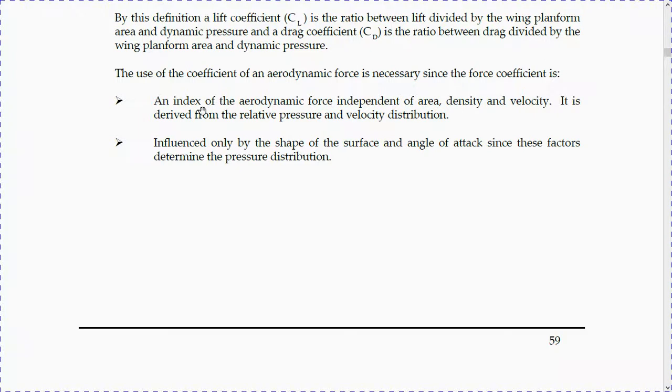The use of the coefficient of an aerodynamic force is necessary, since the force coefficient is an index of the aerodynamic force independent of area, density, and velocity. It is derived from the relative pressure and velocity distribution. It is influenced only by the shape of the surface and angle of attack, since these factors determine the pressure distribution.